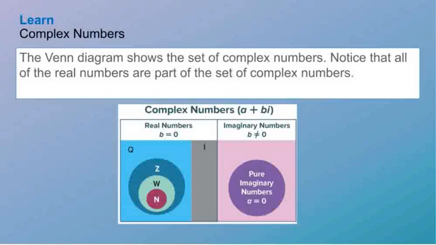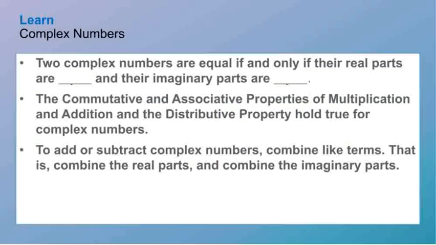The Venn diagram shows the set of complex numbers. Notice that all the real numbers are part of the set of complex numbers. So if this whole thing is complex numbers, you have real numbers and you have imaginary numbers involved with here. Two complex numbers are equal if and only if their real parts are equal and their imaginary parts are equal.